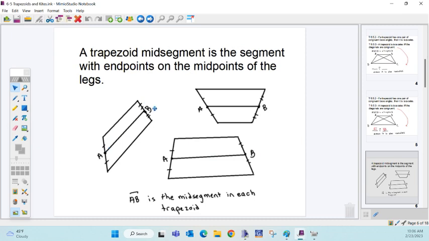A mid-segment in a triangle went from midpoint to midpoint. A mid-segment in a trapezoid also goes from midpoint to midpoint, but it's the midpoint of the legs. It's not the midpoint of the parallel sides. That's not a mid-segment. So it's basically cutting it through the middle, and that mid-segment is also parallel to those sides.